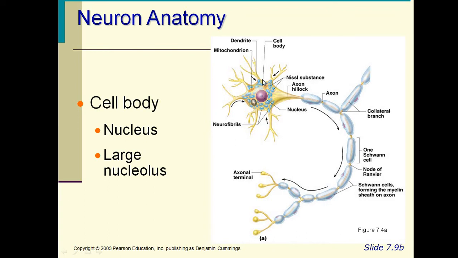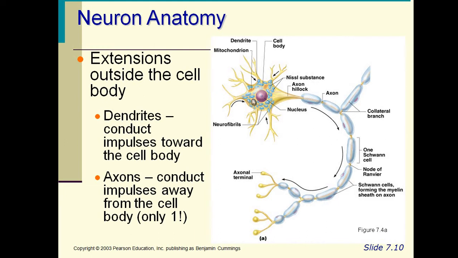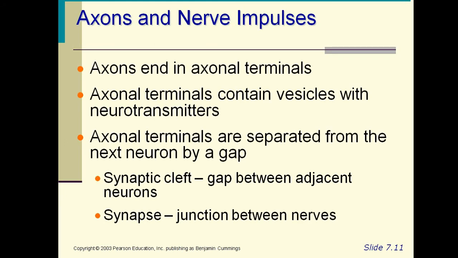Purkinje cells are found in the cerebellum. Neurons send signals using action potentials. What is an action potential? An action potential is a shift in the neuron's electrical potential, which is caused by the flow of ions in and out of the neural membrane. Axons end in axon terminals, and inside the axon terminals there are vesicles containing neurotransmitters.